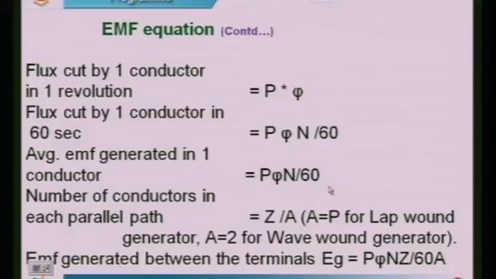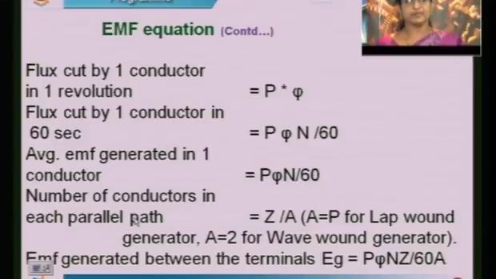Now, there are many conductors in each slot, and also a number of parallel paths. It depends on whether it is a lap connected generator or a wave wound generator. In case of a lap connected generator, the number of parallel paths is equal to the number of poles. In case of a wave wound generator, the number of parallel paths is equal to 2. So, the number of conductors in each parallel path is the total number of conductors divided by the number of parallel paths.